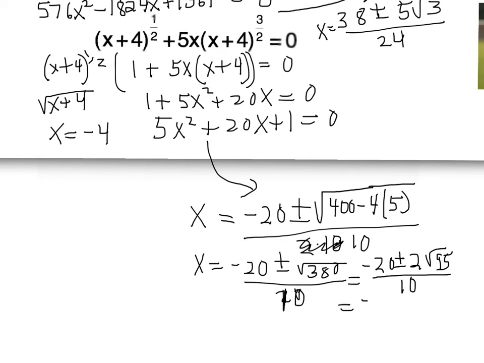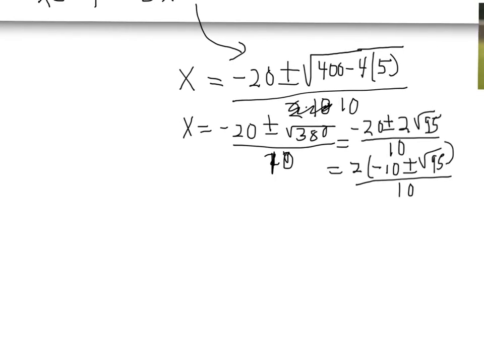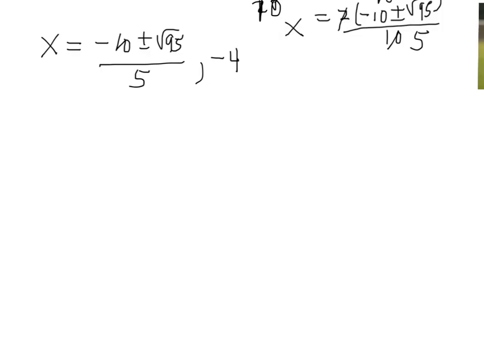Let's factor out a 2 on the top, and we're going to get negative 10 plus or minus root 95 over 10. And we're going to get a final answer. X is equal to, I can cancel this out, 2 goes into 10 5 times, so it's going to be negative 10 plus or minus root 95 over 5. So those are two answers, and negative 4 was my other one. And that's it. And one last problem I'm going to do for you is this problem.